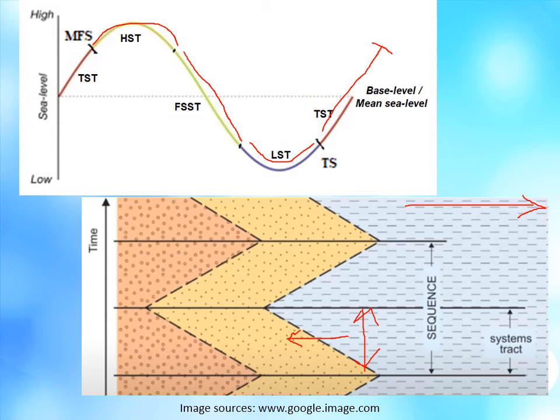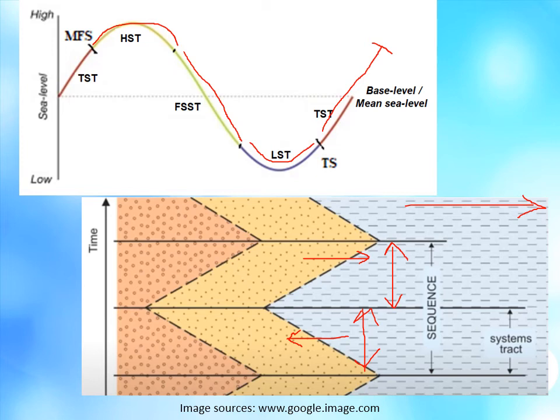That means these are the results of TST, and in this part you can see that the facies are shifting more towards the basinal part. So this means that it results from mainly the falling stage system tract, that is FSST, and in between these two, LST and HST are found to occur.